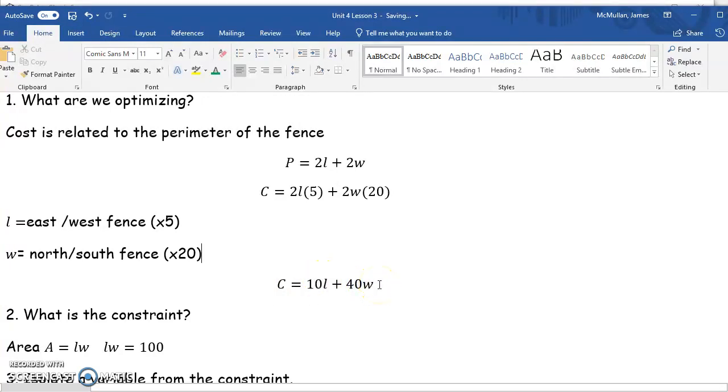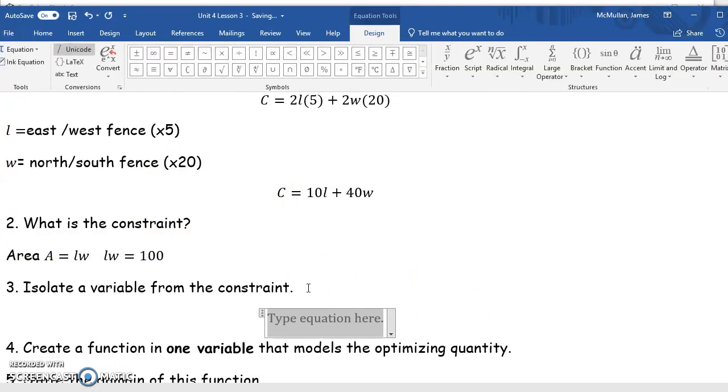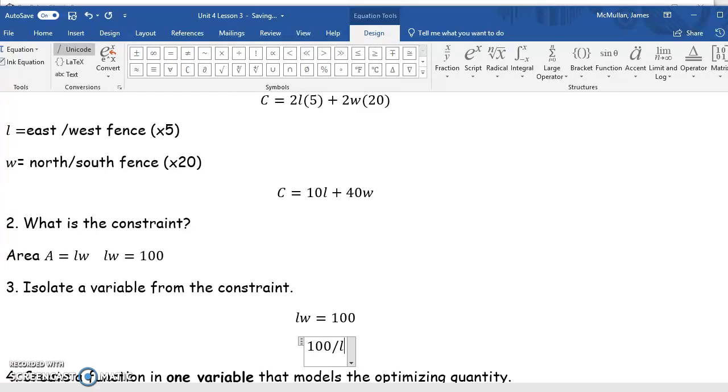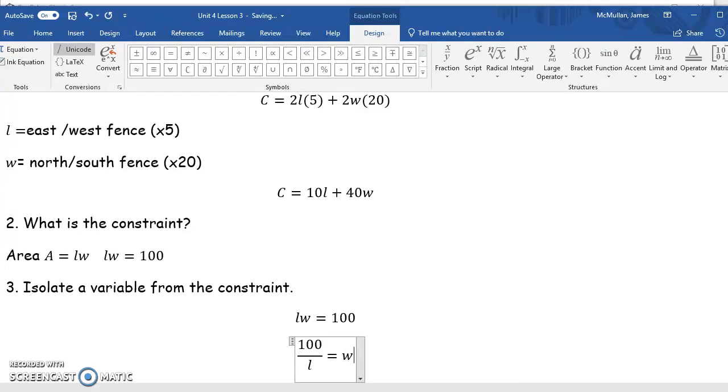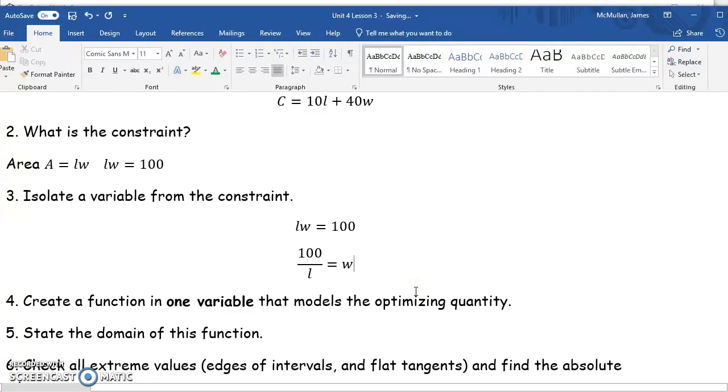So if I was going to try to differentiate it, would I differentiate it with L or with W? Regardless of which one I picked, one of them would have to be implicit because it's a different variable. So I don't want to work with two variables. I want to use my constraint to isolate a variable. I know from my constraint equation above that LW equals 100, and therefore 100 over L is equal to W. I can isolate W according to that equation.